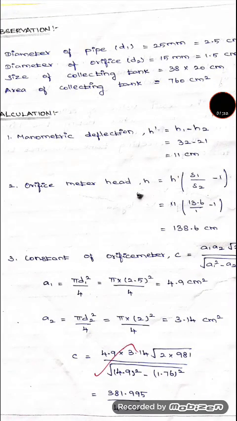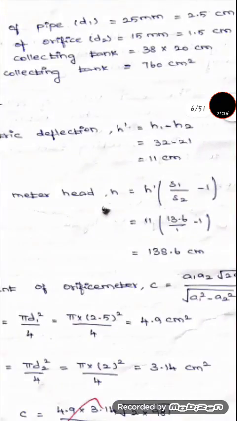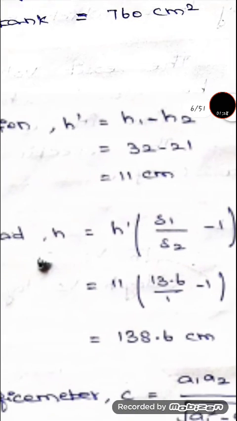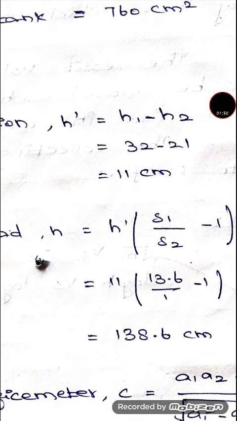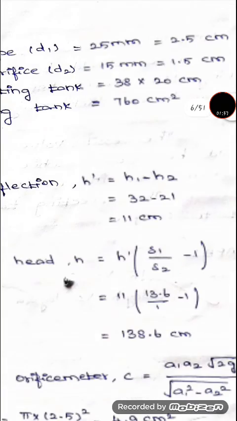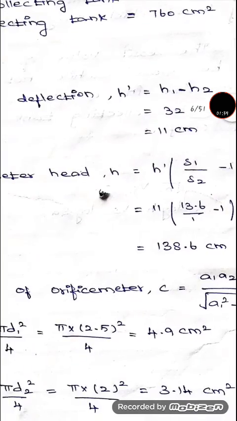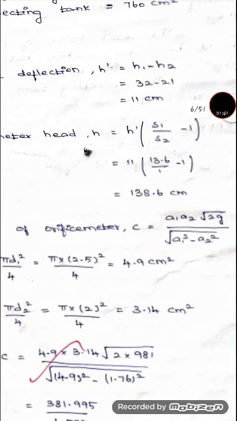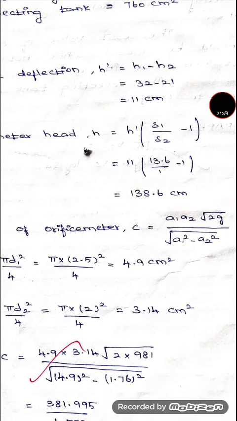the manometric deflection has been calculated by subtracting both readings, that is 32 minus 21, and we get the manometric deflection as 11 centimeter. The orifice meter head has been calculated from that. Because the manometric reading is in terms of centimeter of mercury, but we have to convert the value in terms of centimeter of water.